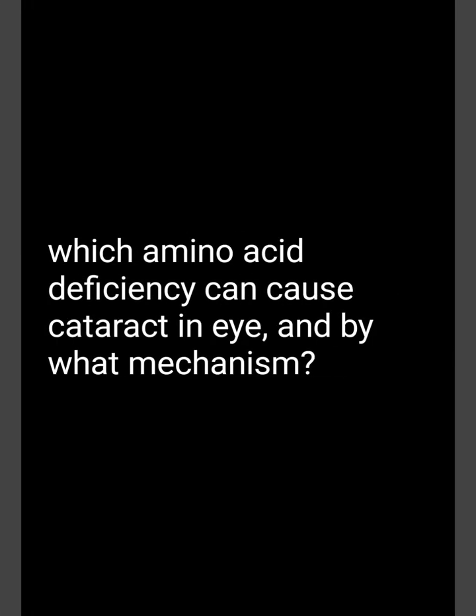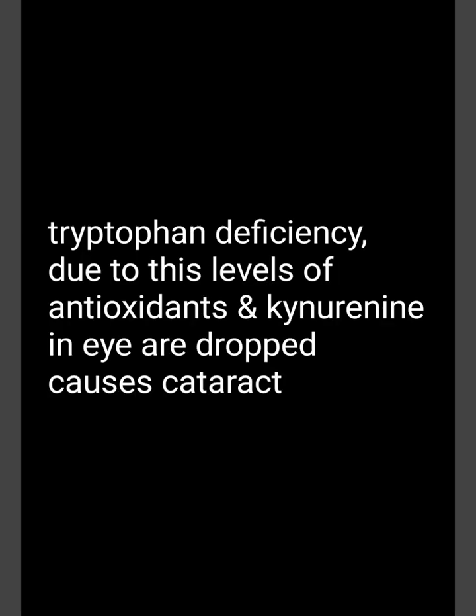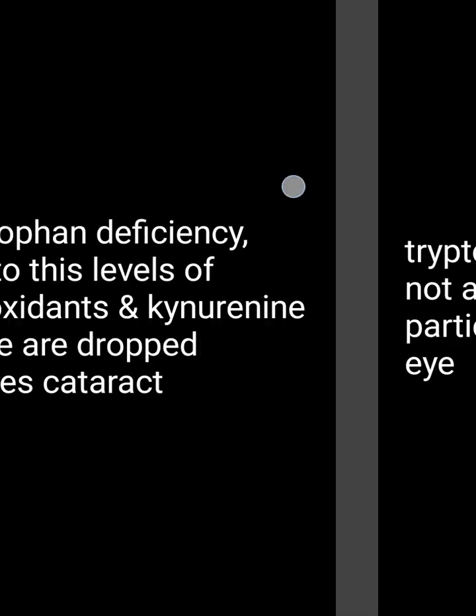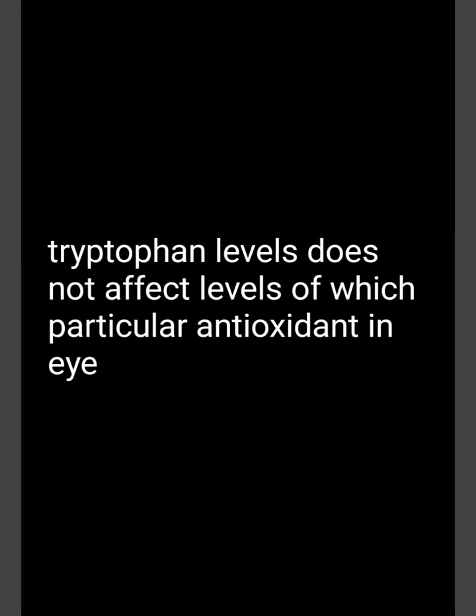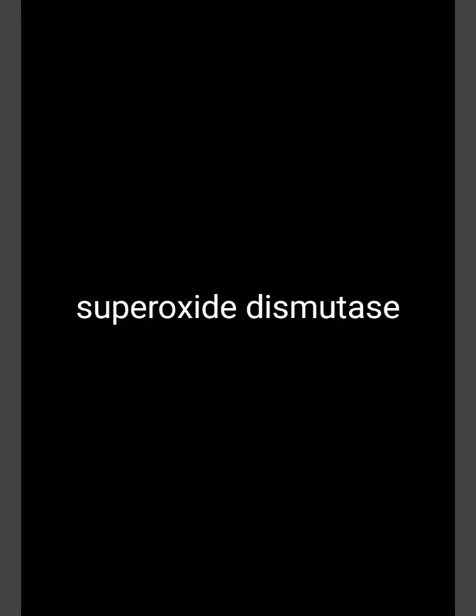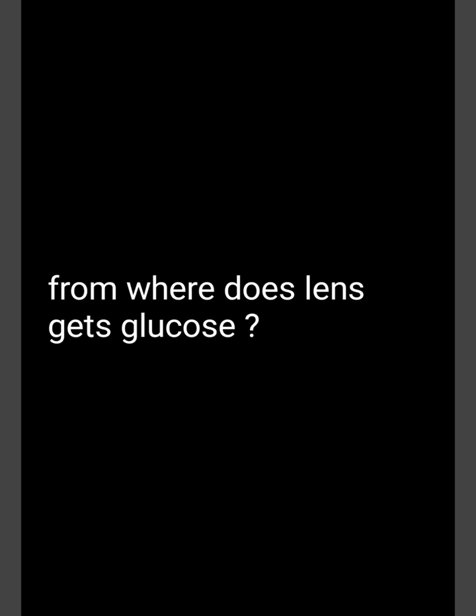Which amino acid deficiency can cause cataract in eye, and by what mechanism? Tryptophan deficiency. Due to this, levels of antioxidants and kynurenine in eye drop. Causes cataract. Tryptophan levels do not affect levels of which particular antioxidant in eye? Superoxide dismutase.